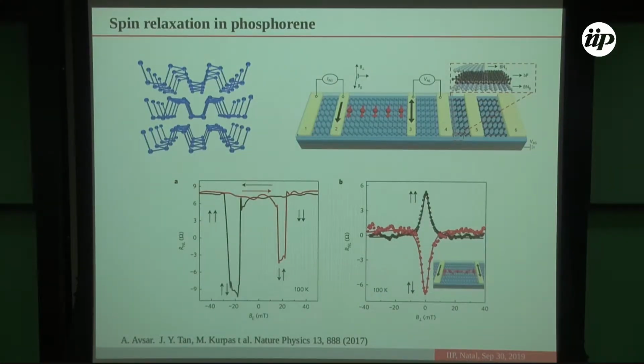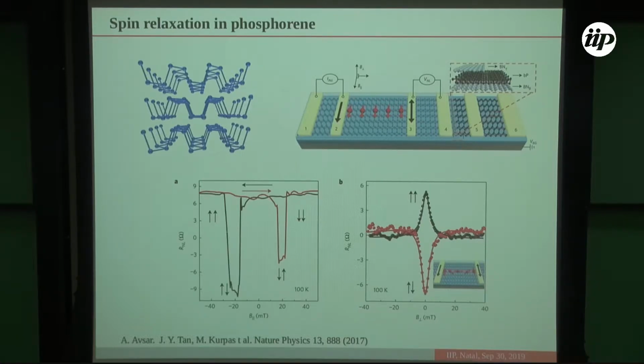Two years ago, we had a nice collaboration with Ahmet Avsar and Barbaros Özyilmaz in Singapore, when they measured spin relaxation in few-layer black phosphorus. This is the crystalline structure. They did the standard Hanle measurement, and here are the two plots: the spin valve plot, and the Hanle measurement plot, demonstrating that the spin transport in this material is in fact coherent, and we can observe these effects also at room temperature.